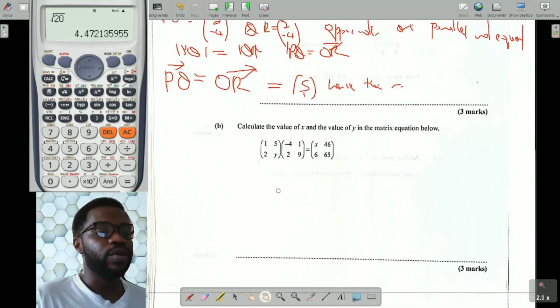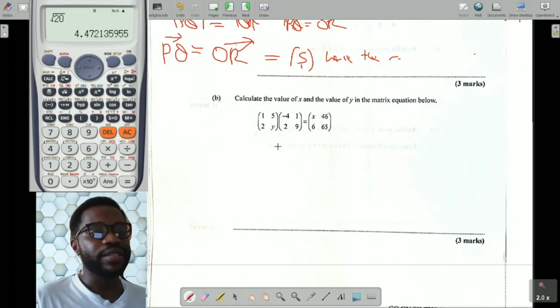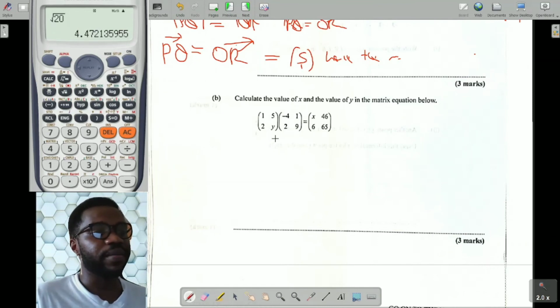Alright. Here we go down to matrix C's question now. It says calculate the value of x and the value of y in the matrix equation below. Now, you know how equations work, just like when you're doing regular maths. You have brackets, and you're going to have to expand your brackets before you can do anything else. Technically, this is a matrix, but the same concept does apply.